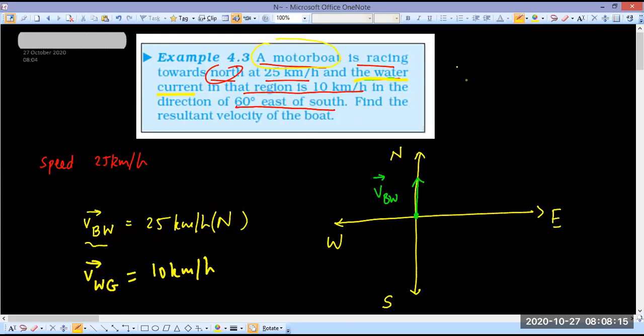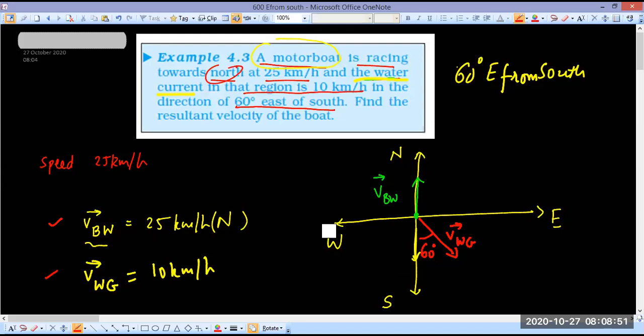Again, the way to understand 60-degree east of south, you can also replace the word of with from, if you understand it better that way. So 60-degree east from south. First of all, you face south, and from there you go 60-degree towards east, right? So that would be somewhere here, so that this angle is 60-degree. So this is VWG. I hope this is clear. So we have made two vectors in our diagram, one is VBW and the other is VWG. Now we have to find the resultant velocity of both.